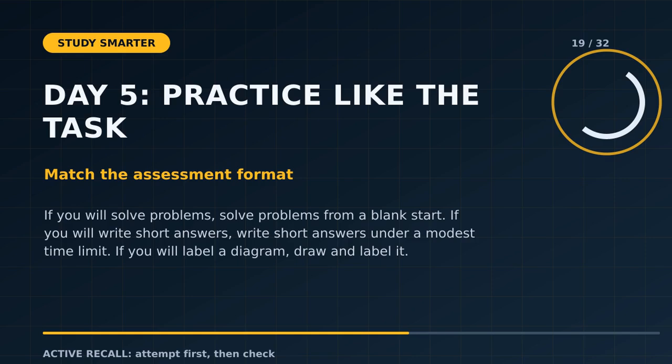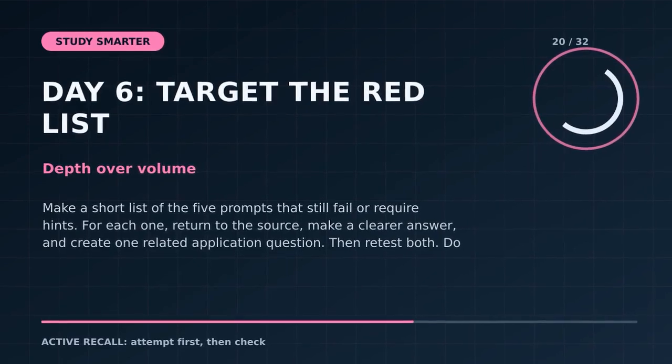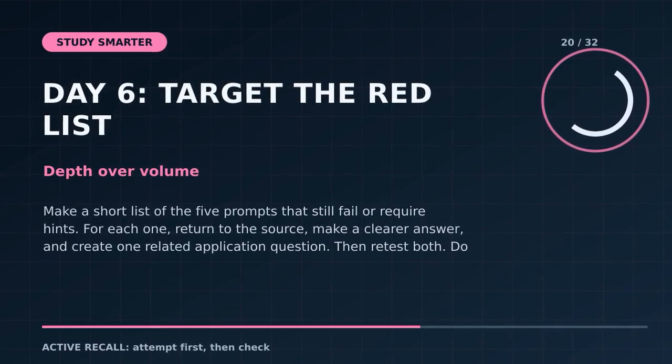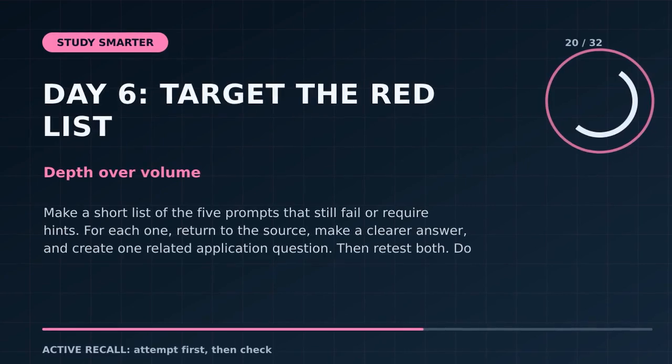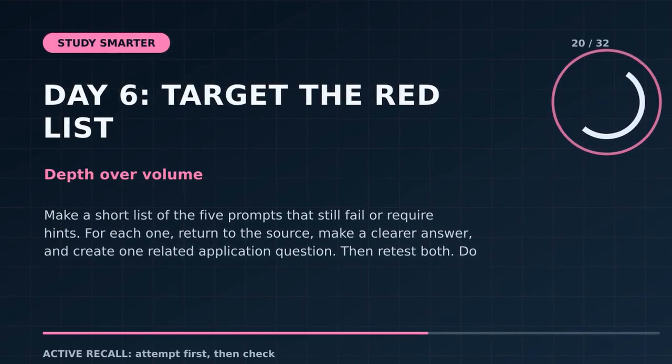Review errors after the attempt, not during it. Make a short list of the 5 prompts that still fail or require hints. For each one, return to the source, make a clearer answer, and create one related application question. Then retest both. Do not spend the whole day polishing green cards for reassurance. The red list is uncomfortable because it is honest, and that is exactly why it is valuable.